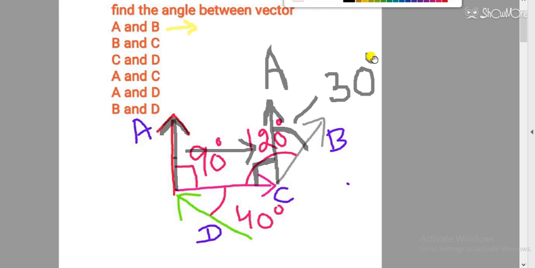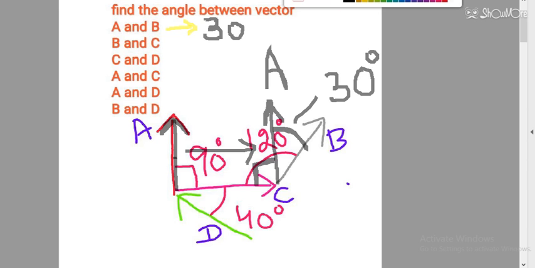So students, you can note down the answer for the first one. Angle between A and B is 30 degree. You can note it down. If any doubt is there, then you can ask in the comment box. I hope it is clear.